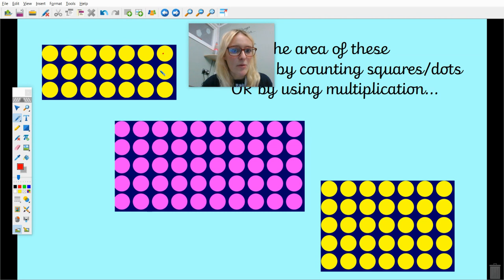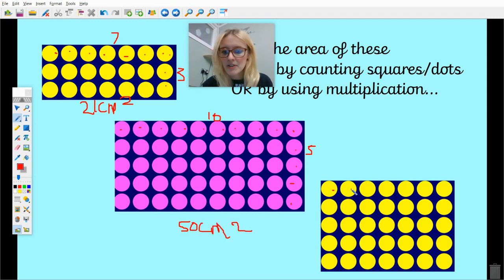Okay, let's give it a go. 1, 2, 3. 3 times 1, 2, 3, 4, 5, 6, 7. 3 times 7. This has an area of 21 centimetres squared. This one, 1, 2, 3, 4, 5, 6, 7, 8, 9, 10. 1, 2, 3, 4, 5. 10 times 5. This one has an area of 50 centimetres squared.